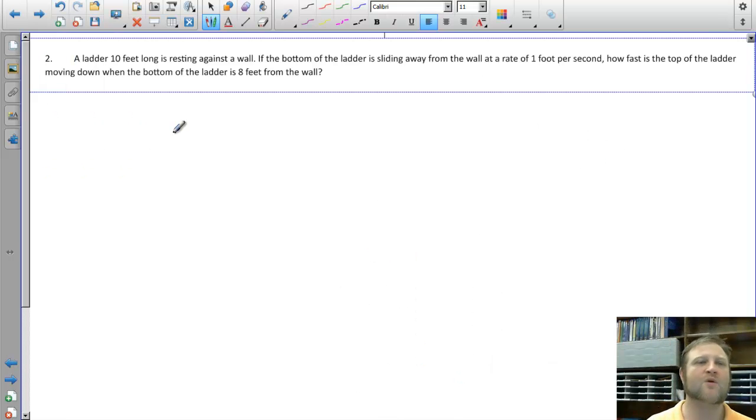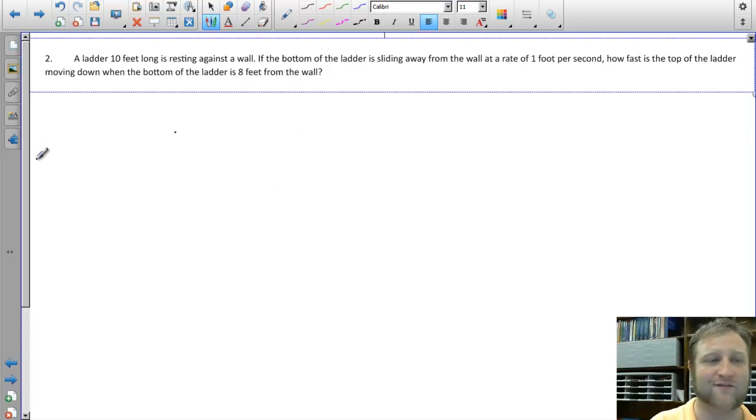So here we have a ladder that's 10 feet long. It's resting against a wall, which is pretty consistent with most ladders. If the bottom of the ladder is sliding away, notice here it's sliding away. Hopefully we're thinking that if something's moving away, it is going farther from the origin. Maybe that value could be getting negative or positive, but let's go ahead and analyze it and see how it's working. And sliding away from the wall at the rate of 1 foot per second. How fast is the top of the ladder moving when the bottom of the ladder is 8 feet from the wall? Okay, so there's a lot going on here.